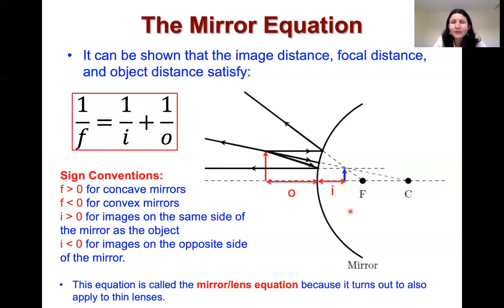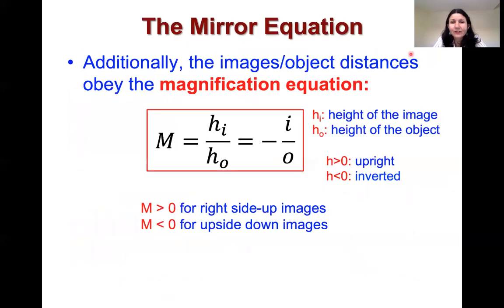But another thing we've always been talking about is not only where the image is, but how big it is compared to the object. That is known as the magnification, so we also have a magnification equation. What is magnification physically? It's just the ratio of the height of the image to the height of the object.